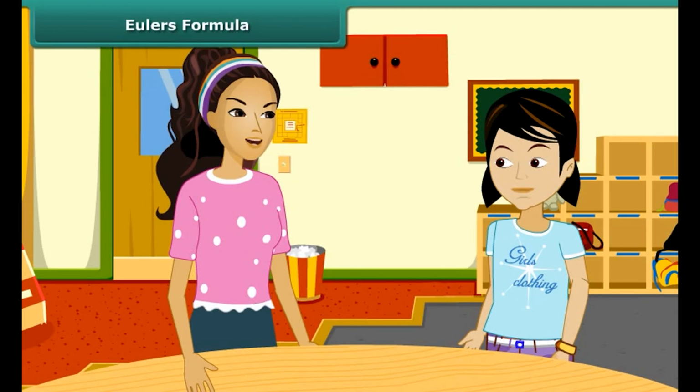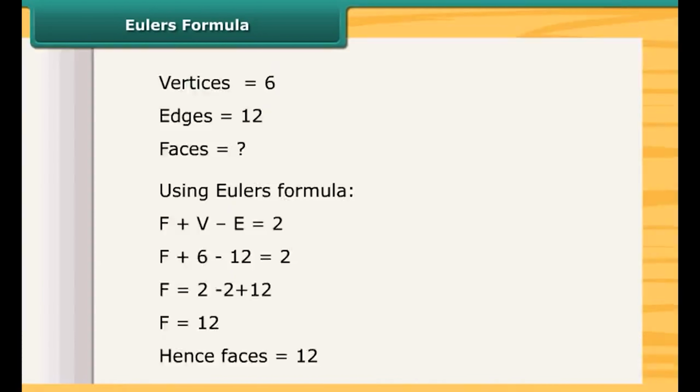If the number of vertices and the number of edges of a polyhedron are given, then we can find the number of faces of that polyhedron using Euler's formula. And if the number of faces and the number of vertices are given, can we find the number of edges? The two values are given. Then we can find the third value using Euler's formula. Here is an example.